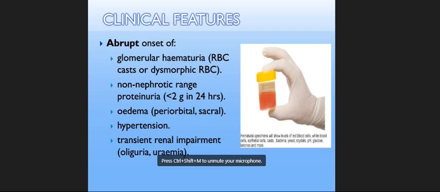Again, edema, mostly periorbital edema, especially in the morning. The patient says, when I awaken from sleep, I have puffy eyelids. Or it could be sacral edema at the lower part of the back. Hypertension is a finding, and we will have oliguria or uremia. So we are in front of renal dysfunction. The kidney is not functioning well.